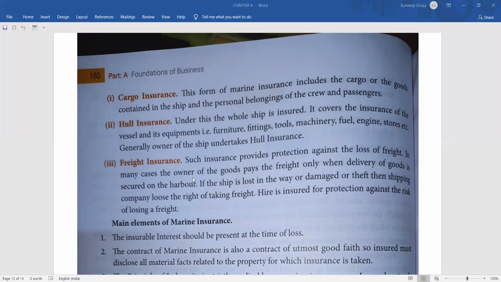In many cases, the owner of the goods pays the freight only when delivery of the goods is secured on the harbor. If the ship is lost on the way, or damaged, or theft, then the shipping company loses the right to take freight. Okay, freight insurance होता है, भाड़ा के लिए किया जाता है. अगर सही सलामत सामान पहुंचा तो भाड़ा देंगे, अदरवाइज नहीं देंगे. Okay, hire is insured for protecting against the risks of loss of freight.